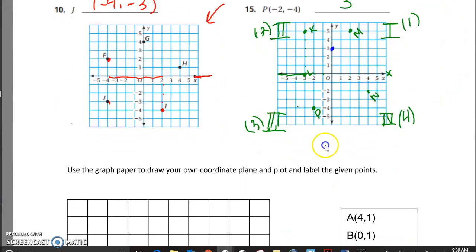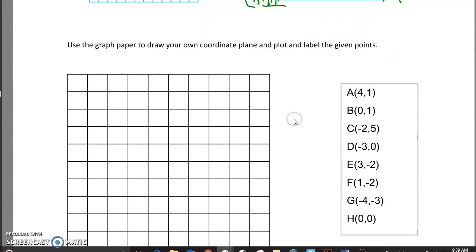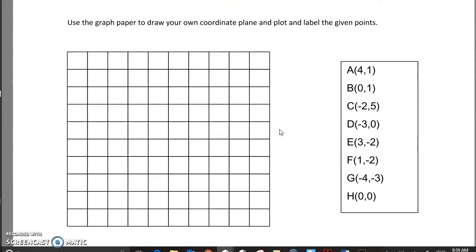Okay, so moving along. Now we're going to use this graph paper to draw our own coordinate plane and plot and label the given points. So the first thing we need to do is draw our axes. Let's draw our x and y axes. So I'm going to go in the middle here. Just draw a line with arrows at the end, so I signal that it goes on forever in both directions.